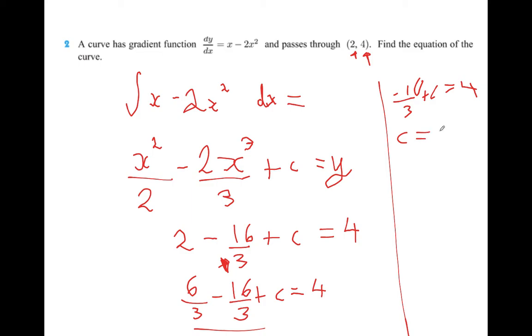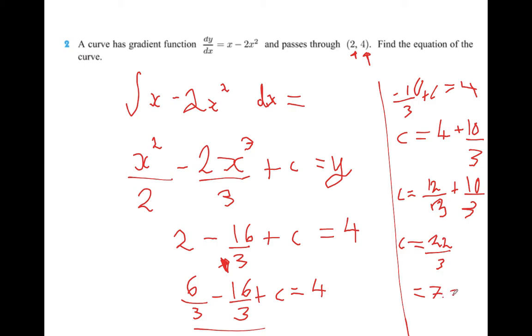C equals 4, and we're going to move the plus 10 over 3 over to the other side. I'm doing this in lots of steps. If you're better at algebra than this, that's absolutely fine. I'm going to change the 4 so it's out of 3. If you're changing the denominator and making it 3 times bigger, you make the numerator 3 times bigger. So we're going to have 12 plus 10 over 3, and that's going to give us 22 over 3, which is 7.3 recurring.